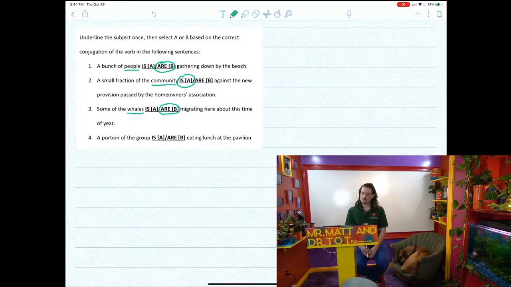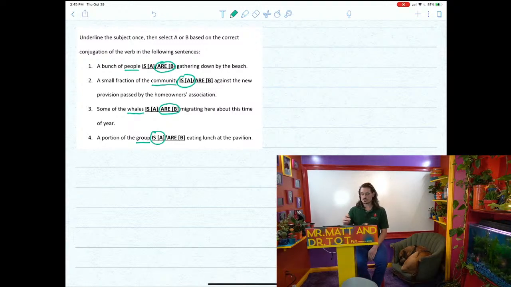And number four, a portion of the group is or are eating lunch at the pavilion. So a portion is indicating a portion, so we're guided by the noun group. Group is a singular noun. It's one group made up of many members, but it's one group unto itself. So we need a singular verb, is. A portion of the group is eating lunch at the pavilion.